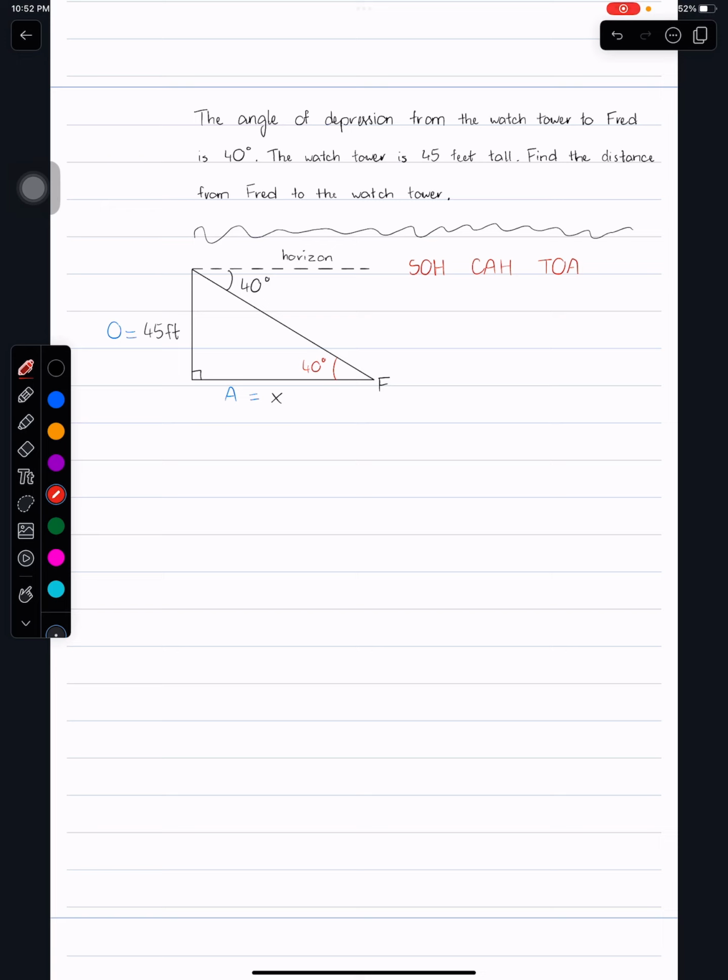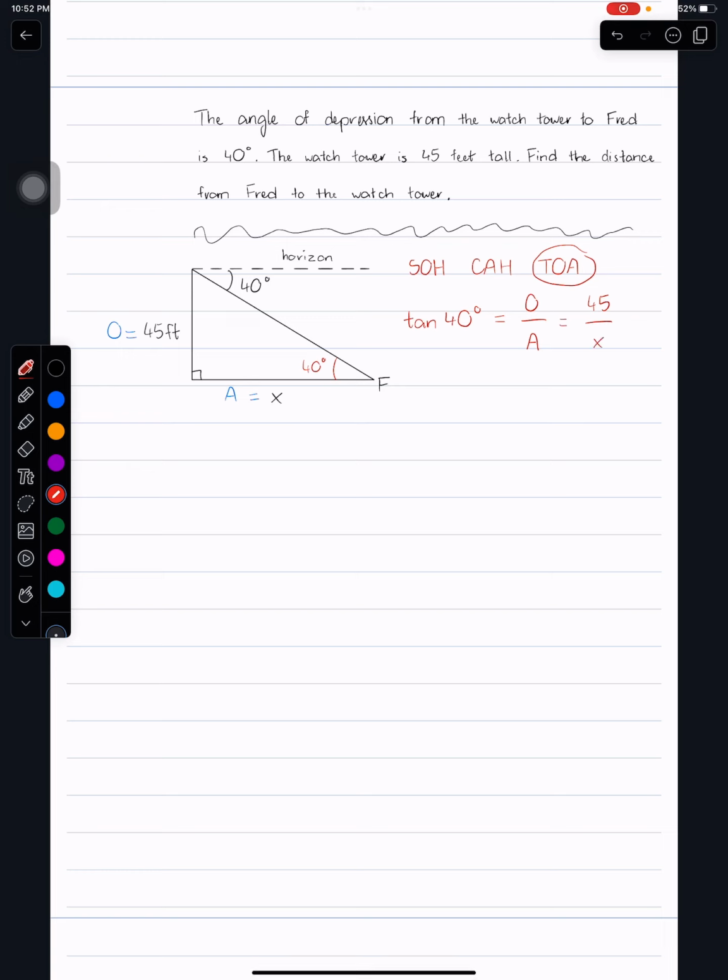So O and A, I'm thinking of TOA, right? And in the setup, it would be tangent of 40 degrees. Keep in mind that the angle is always followed by the trig function, right? The angle and the trig function never stay alone. It equals opposite divided by adjacent. Opposite, we have 45. Adjacent, we have X.